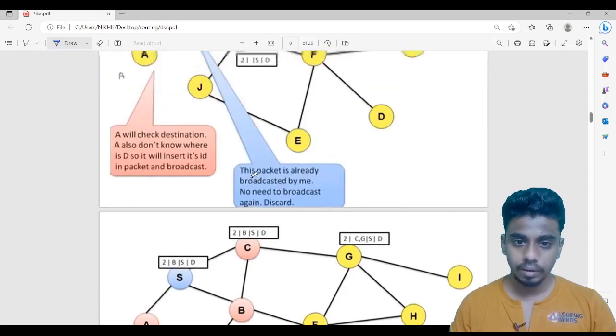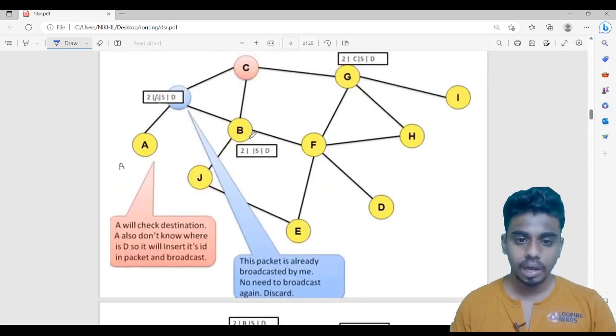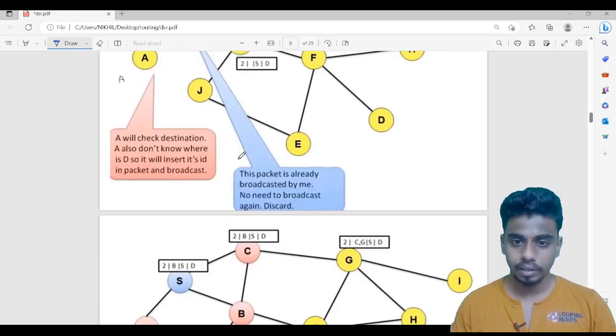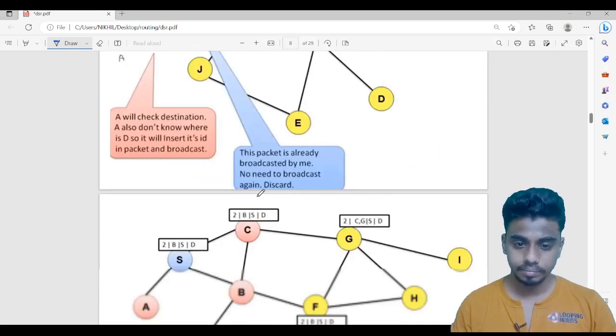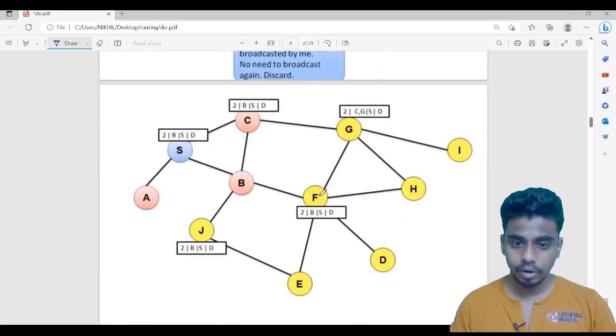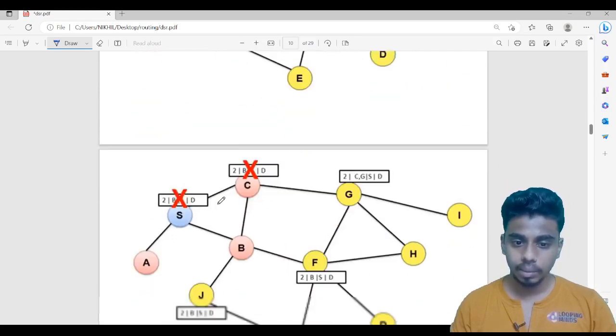Now here we have B. B doesn't have any idea about the destination. What will B do? B will add its own unique ID and send to its neighbors. I think it won't send to G. It will send to C, F, A, S and J. Okay. Packet broadcasting will take place. Again, this node has already received the packet. This one also already received the packet. They both will be cancelled.